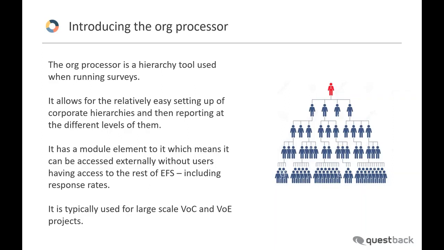So it's a modular thing, which means you can access parts of it externally without having the whole EFS access, which is fantastic because you don't really want people going in looking at the survey design and other elements of it, and also from a GDPR point of view, people look at the bits they do need to see, like who's in their team and the response rates. And the real reason you would use the org processor is for large-scale VOC and VOE projects. For something small-scale, you probably don't need it, but really it comes into its own when you're doing the really large-scale projects.